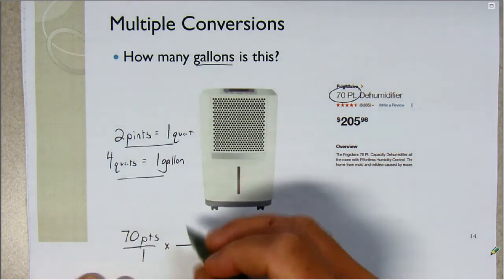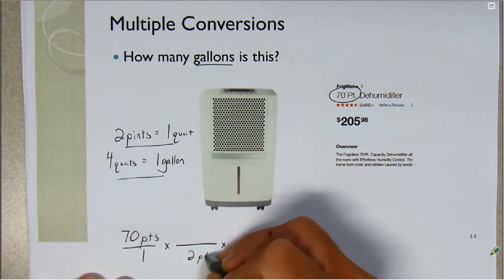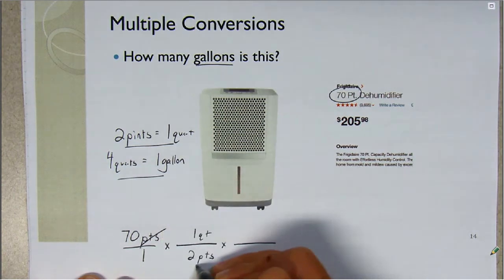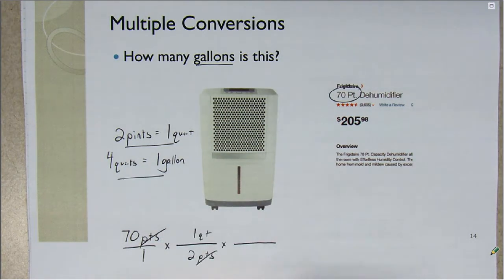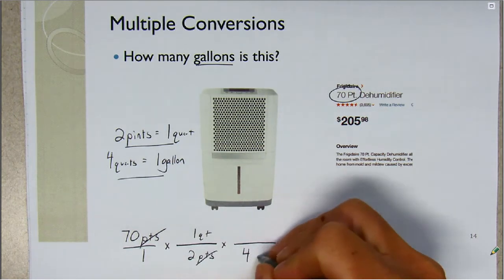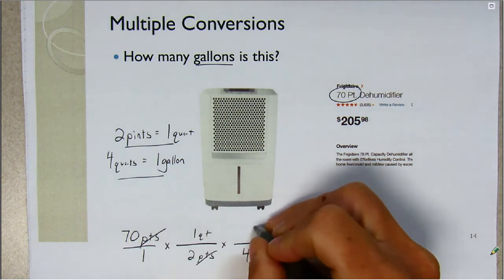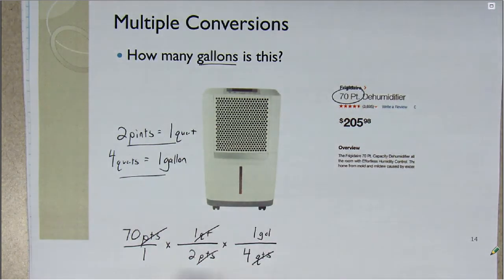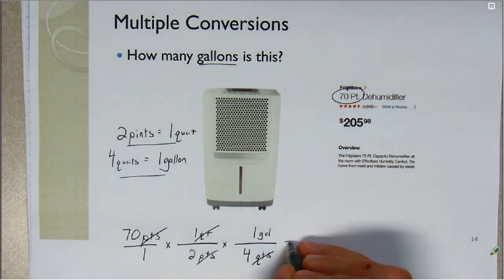We can trade in our pints, 2 pints, for 1 quart. That cancels off the pints and gets us to quarts. Now don't multiply that out. We can use our other conversion fact to stack right onto that and say that 4 quarts is 1 gallon. So we're doing a double trade. We trade pints for quarts, and then we immediately trade our quarts for gallons. And now we're ready to multiply across.